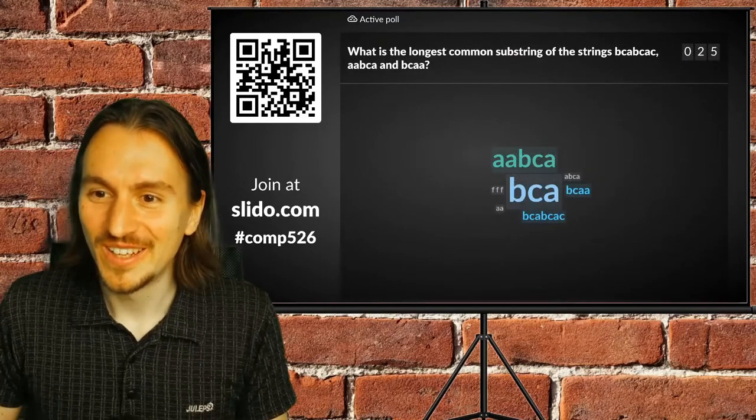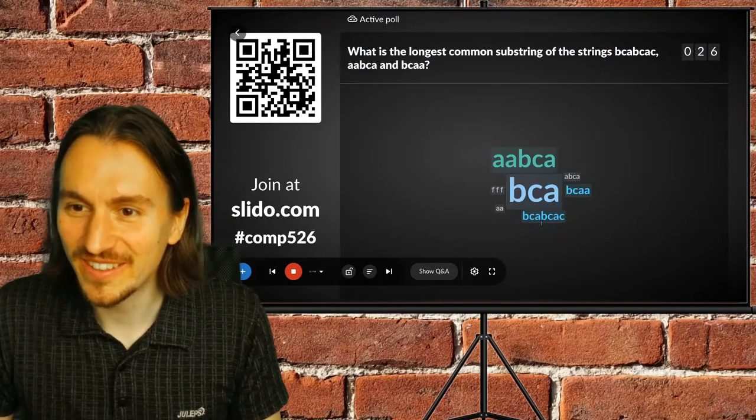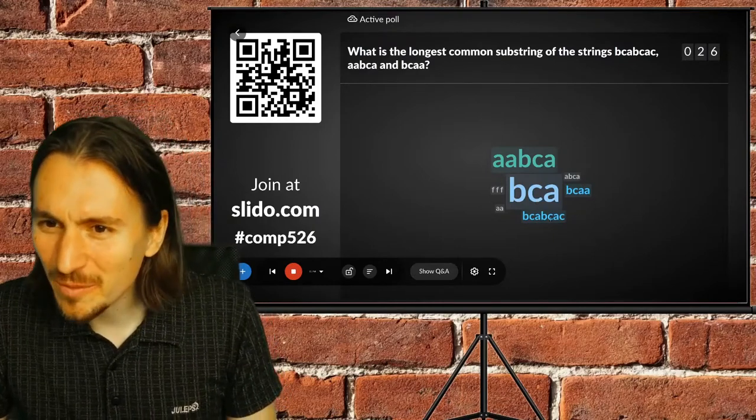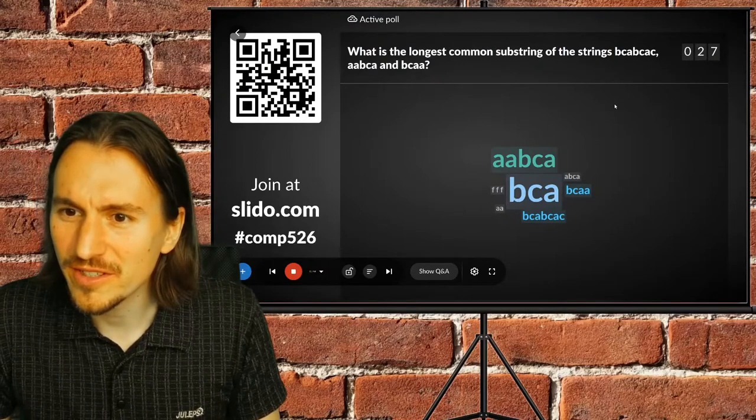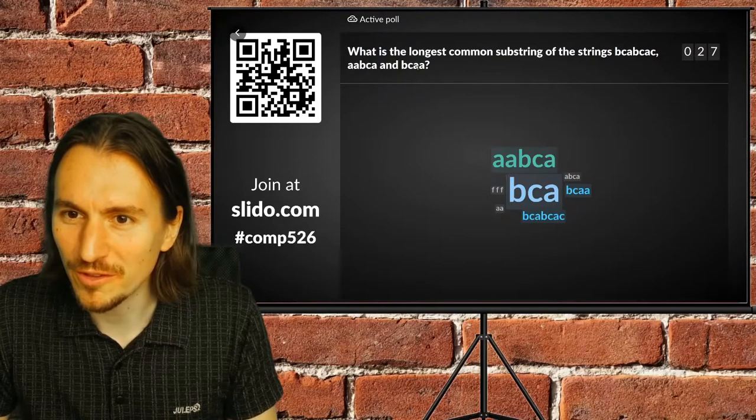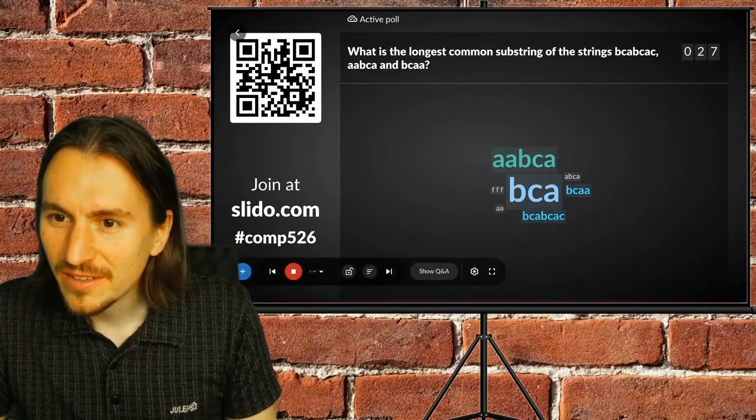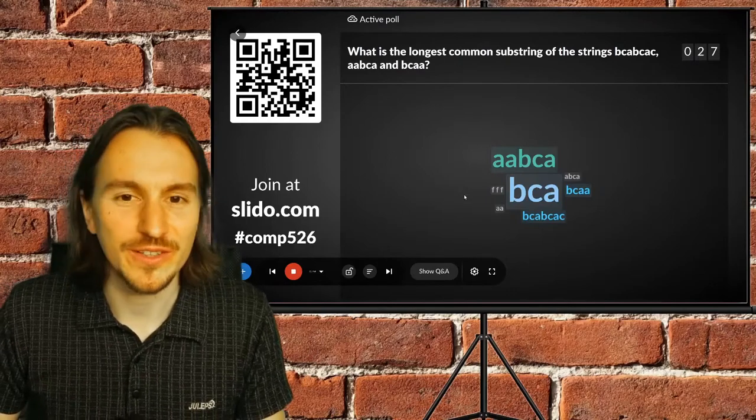Awesome. Okay, we have lots of votes for BCA, and that is correct. All the other examples are not common substrings. They're not substrings of all the three. So BCA is the correct answer.